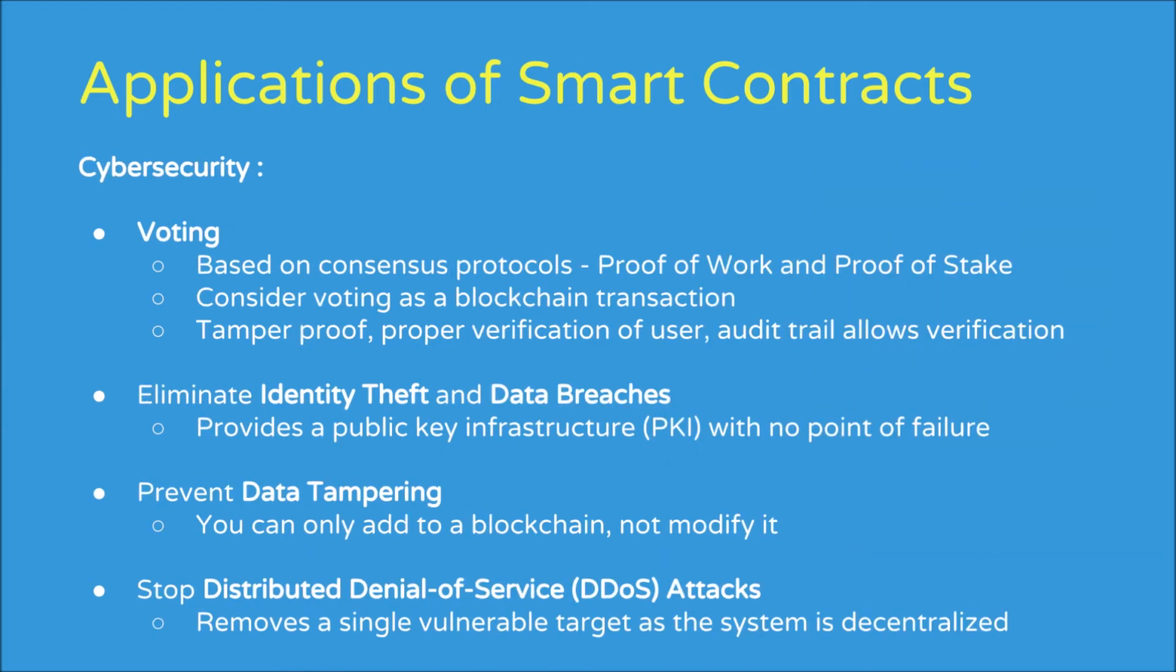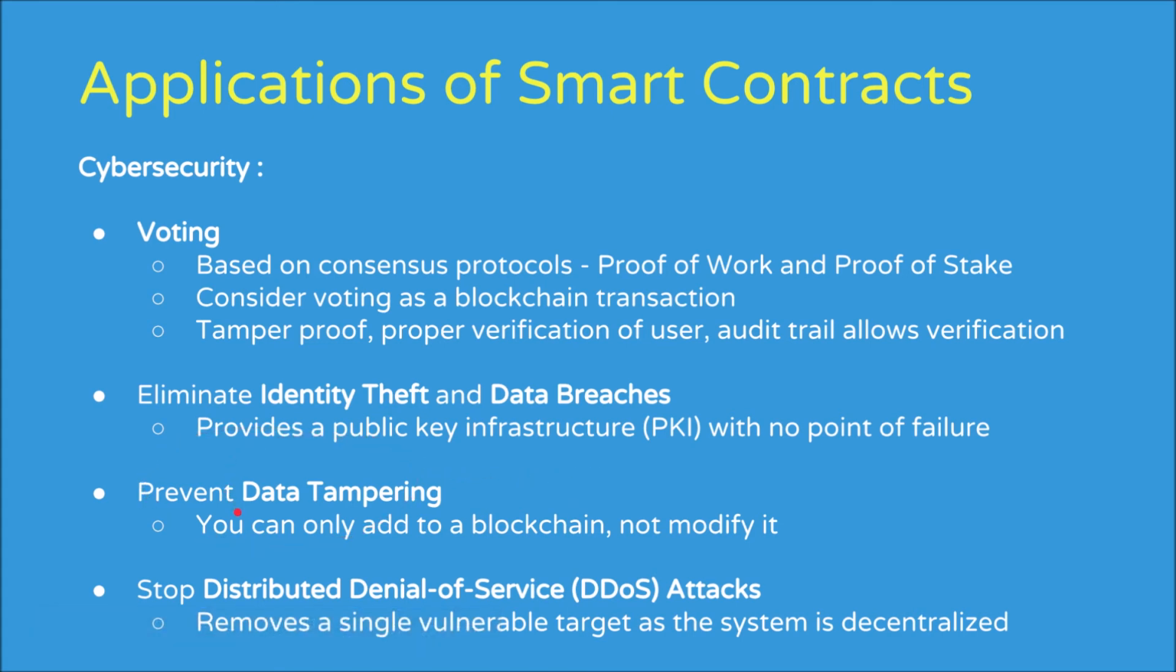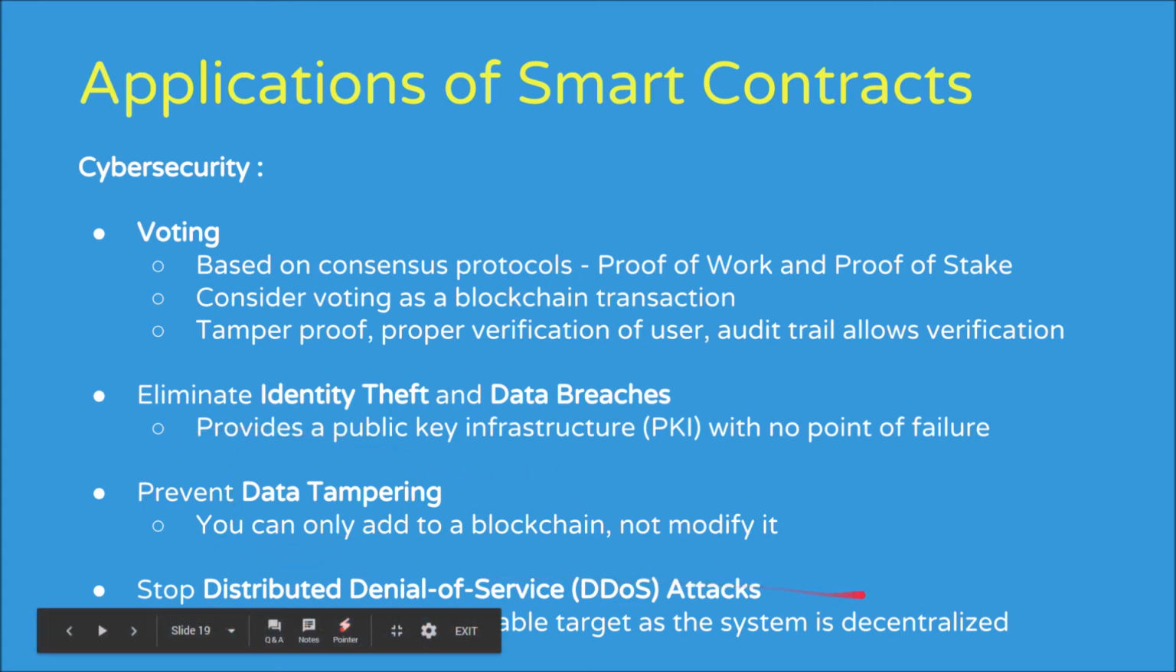The next major application of smart contracts is cybersecurity. We could have used a smart contract to simplify voting on these very videos, while at the same time ensuring a tamper-proof system as well as proper verification of users. The consensus protocols that smart contracts are based on, proof of work and proof of stake, enable us to eliminate identity theft by providing a public key infrastructure with no point of failure. A blockchain would also prevent data tampering because you can only add a block to a blockchain, not modify it.